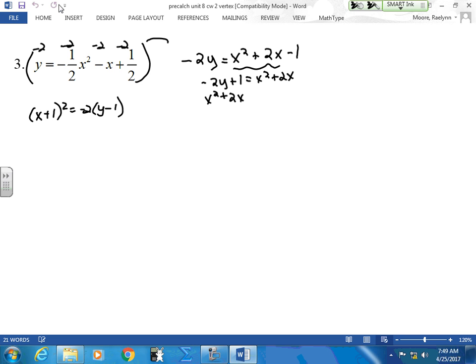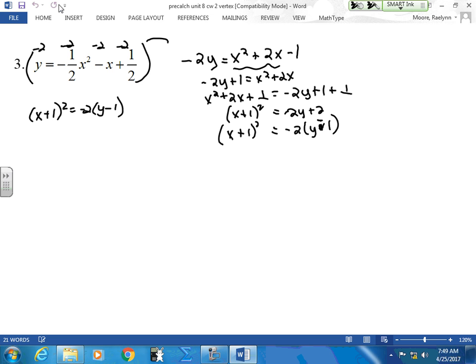Let's add 1. And then just flip it around. Complete your square. So this gives me my (x plus 1) squared, 1, 1. And this gives me my -2y plus 2. Take out the -2. Sorry, y minus 1.